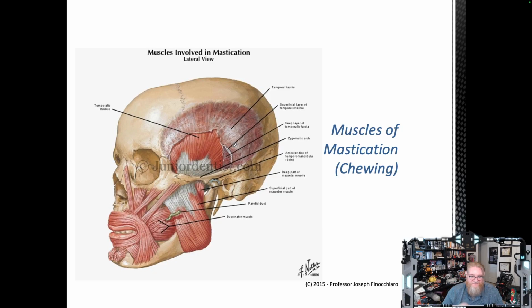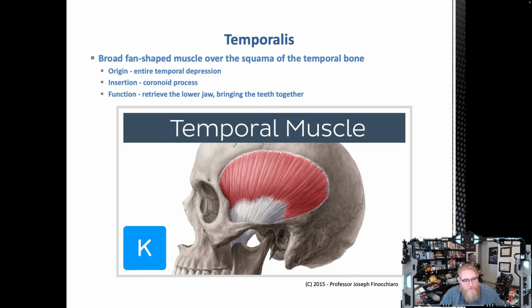You have the muscles of mastication, the muscles of chewing. You have the temporalis muscle. This is one people usually forget. The broad fan-shaped muscle over the squama of the temporal bone. Shouldn't have to think too hard where it is because it has the same name as the bone. Its origin is the entire temporal depression. This thing attaches to the entire portion of the temporal bone, basically. Its insertion is the coronoid process. You can see that the coronoid process is right here. It attaches right down there. So there's your condyle, right? That's the coronoid process. The function is to retract the lower jaw, bringing the teeth together.